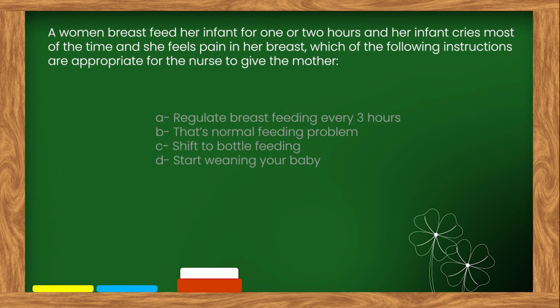And the options are: A. Regulate breastfeeding every 3 hours. B. That's normal feeding problem. C. Shift to bottle feeding. D. Start weaning your baby.